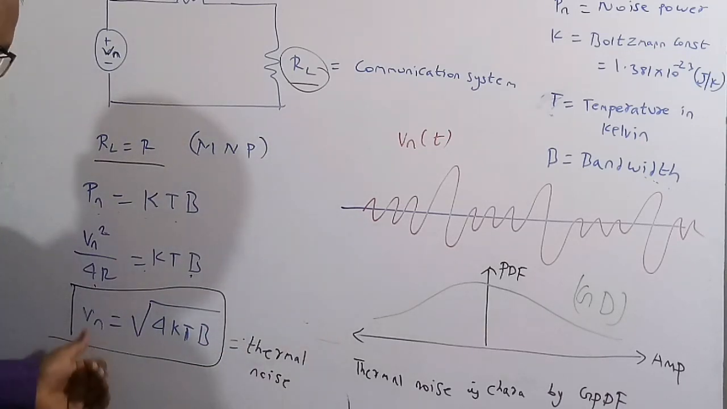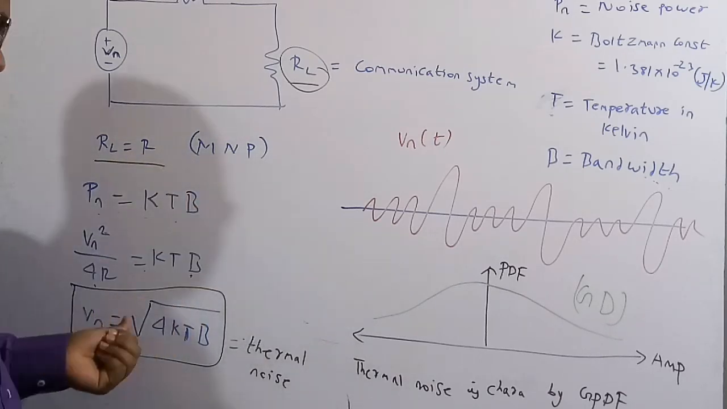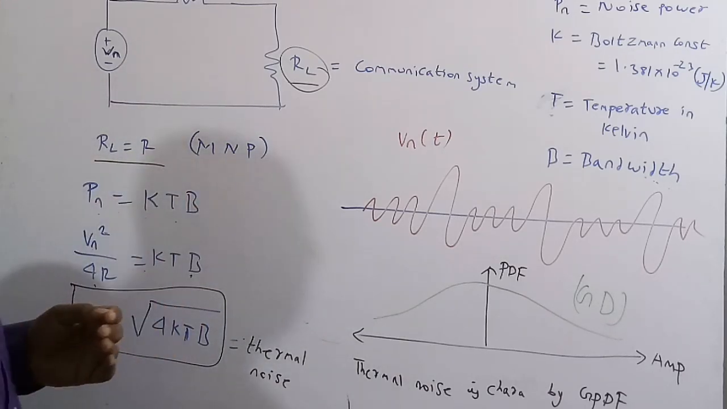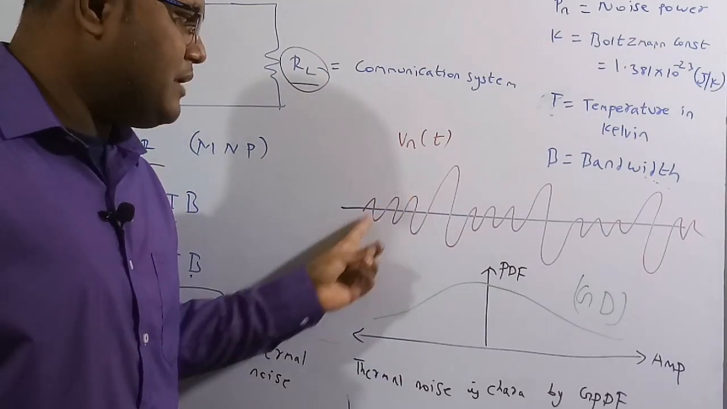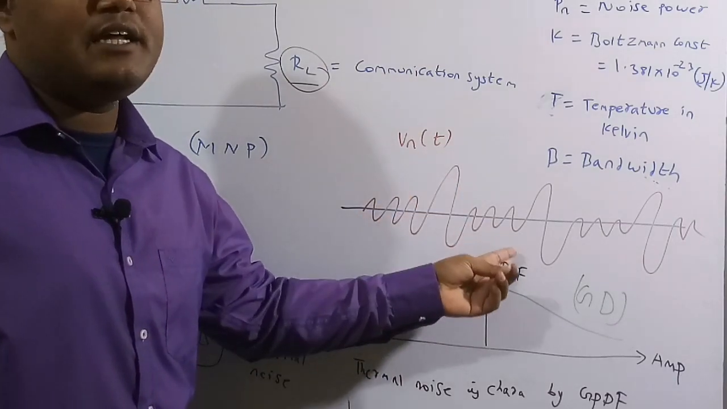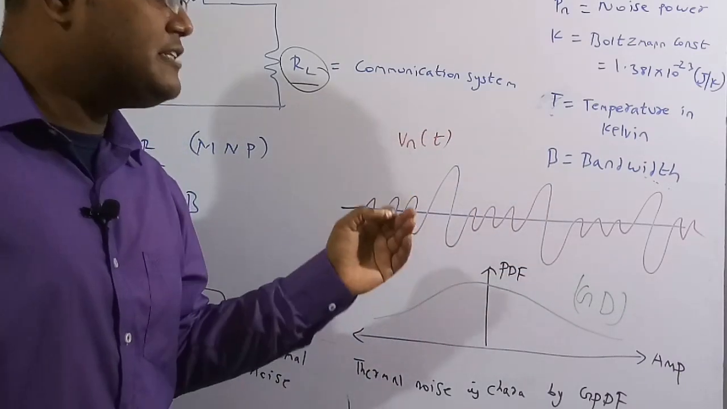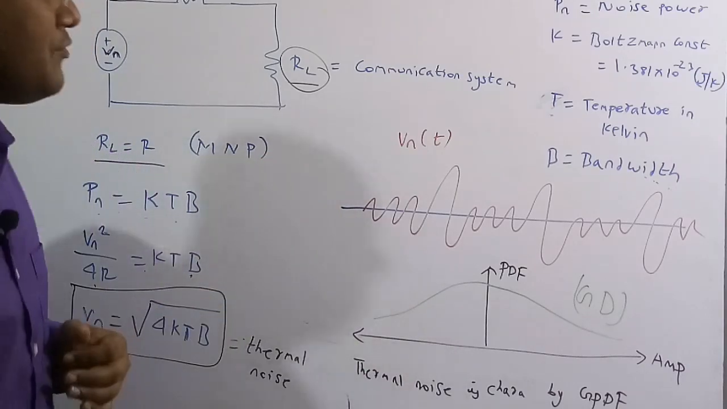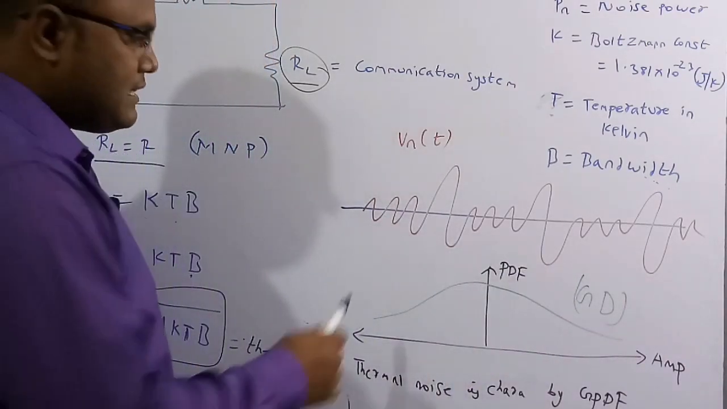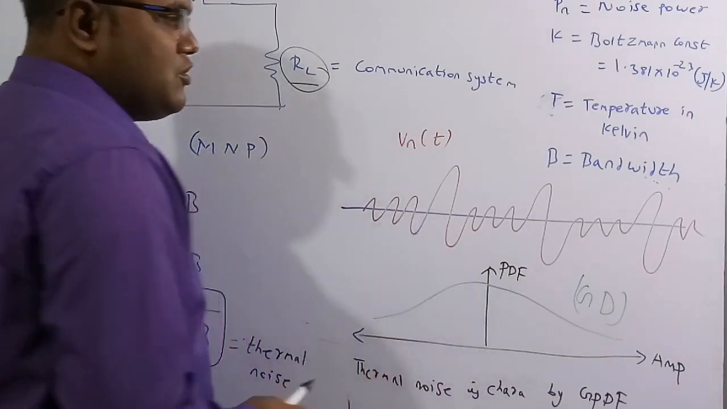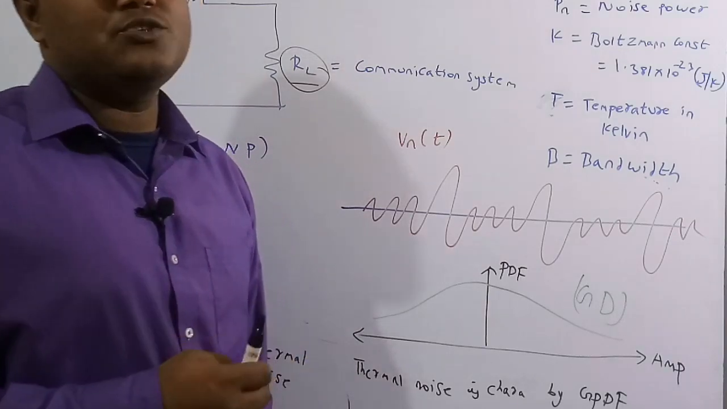Basically this is the RMS value, but if you want to know the exact nature of this thermal noise voltage, V1 of t, it will be like a random signal. It will be very hard to even draw. It is a random signal, and we can't exactly predict it. So suppose at each and every time instant, the amplitude value is going to change.